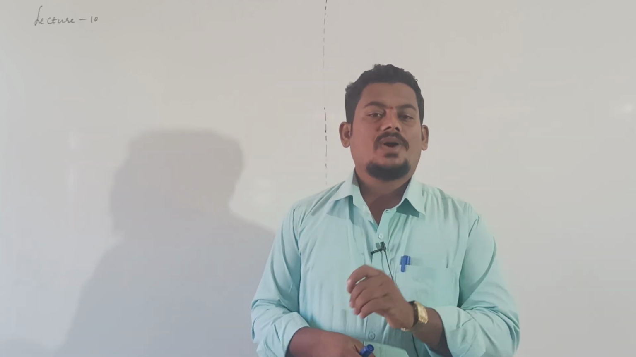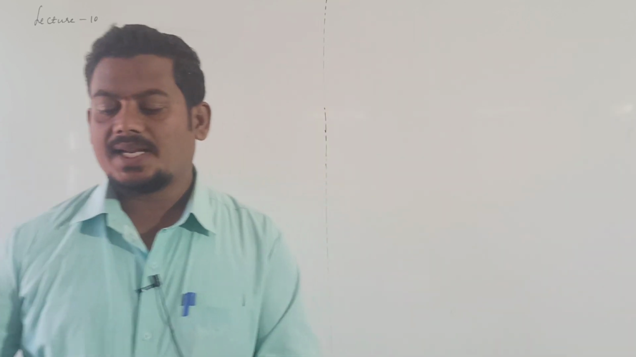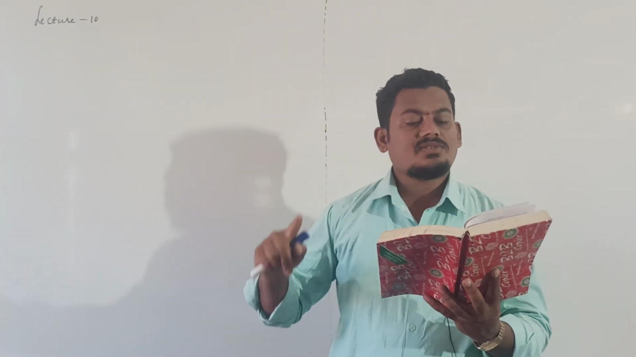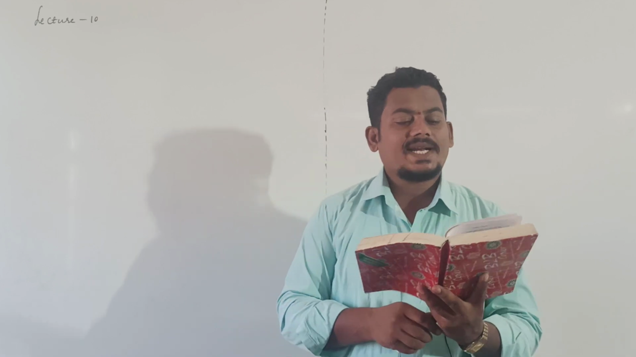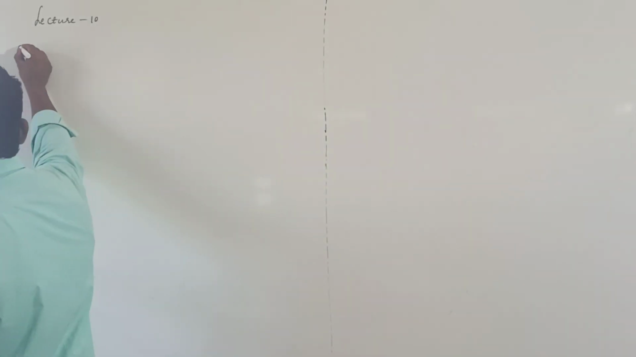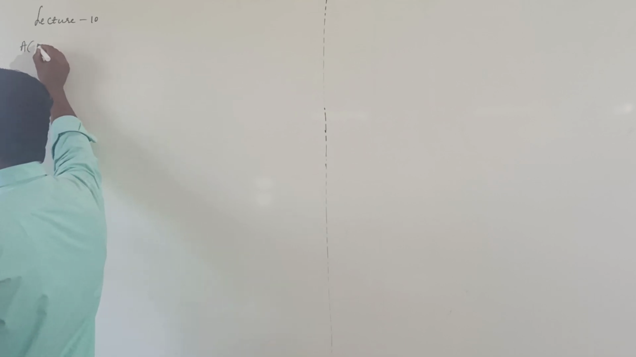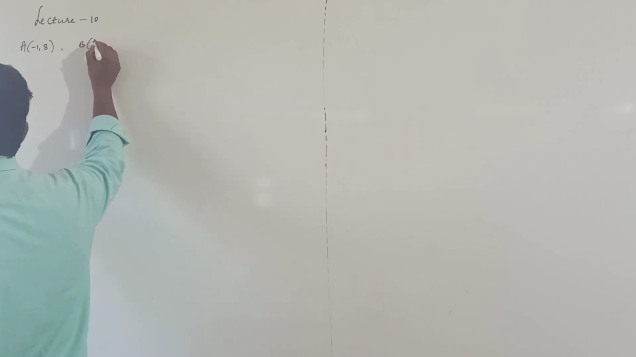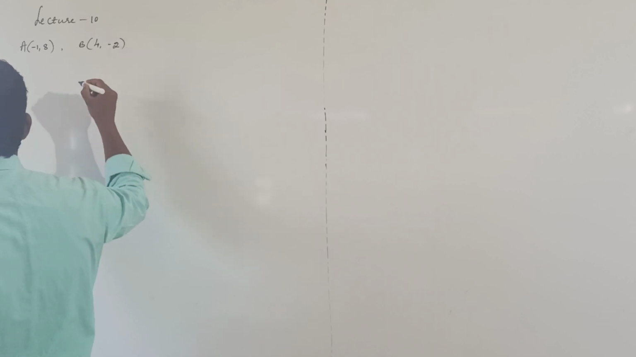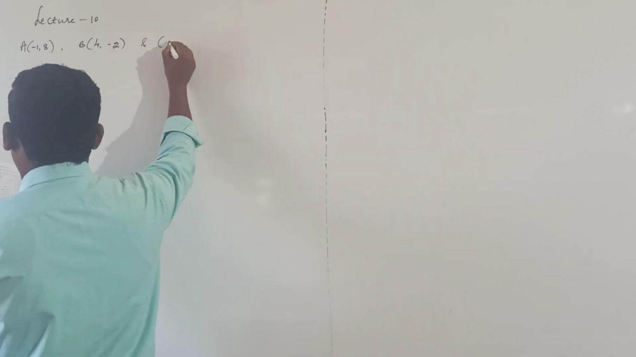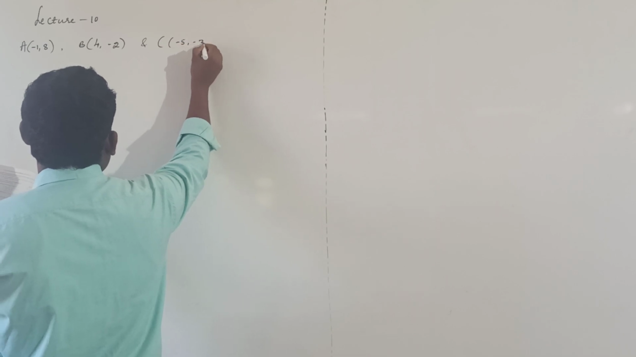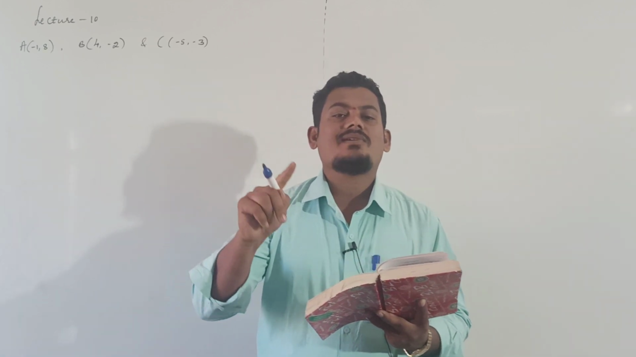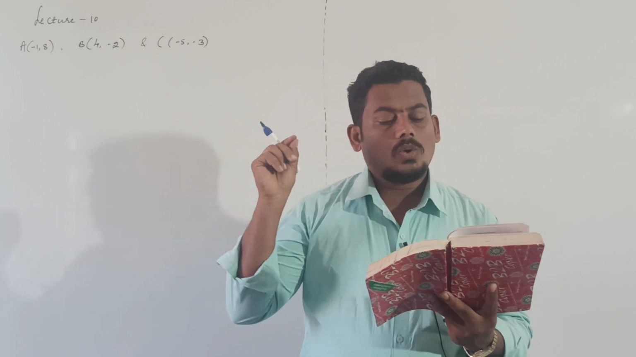Next problem, find the equations of the sides of a triangle whose vertices are A(-1, 8), B(4, -2) and C(-5, -3).